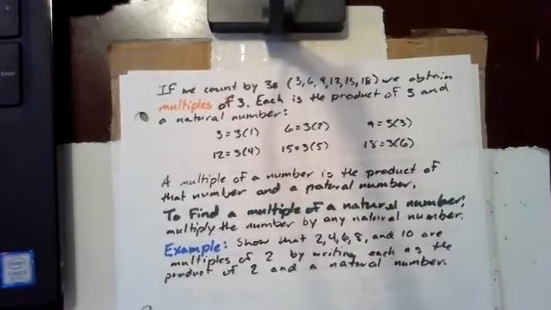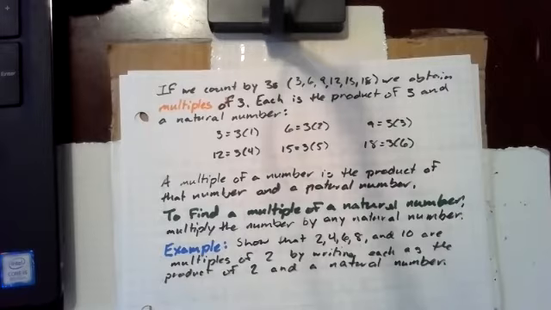If we count by 3s, we obtain multiples of 3. Each is the product of 3 and a natural number. 3 equals 3 times 1, 6 equals 3 times 2, 9 equals 3 times 3, and so forth. A multiple of a number is the product of that number and a natural number. To find a multiple of a natural number, multiply the number by any other natural number, including itself.